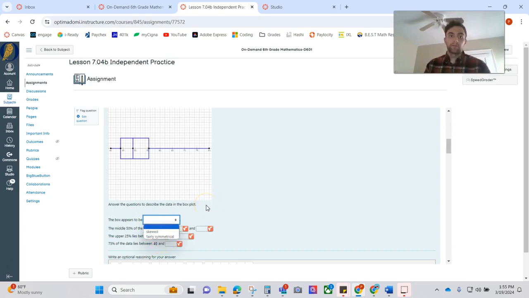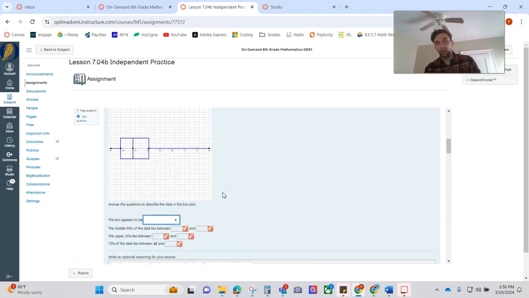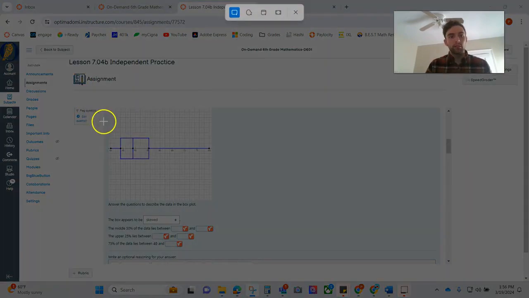If the box has one section that's way bigger than the other sections, it's probably skewed. If all the sections look about the same, like in question 1 up here, it's probably fairly symmetrical. They're not perfect, but they're fairly similar. Here, we have a long whisker, way bigger than the other parts. So that means it is skewed.